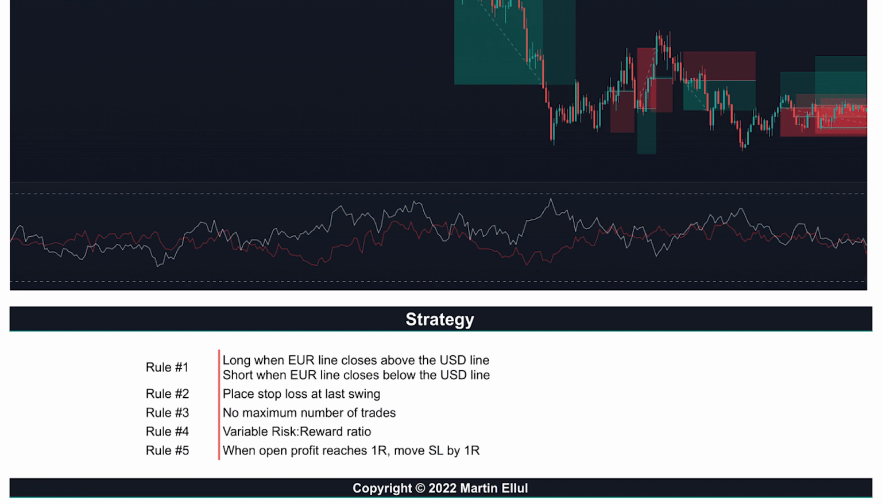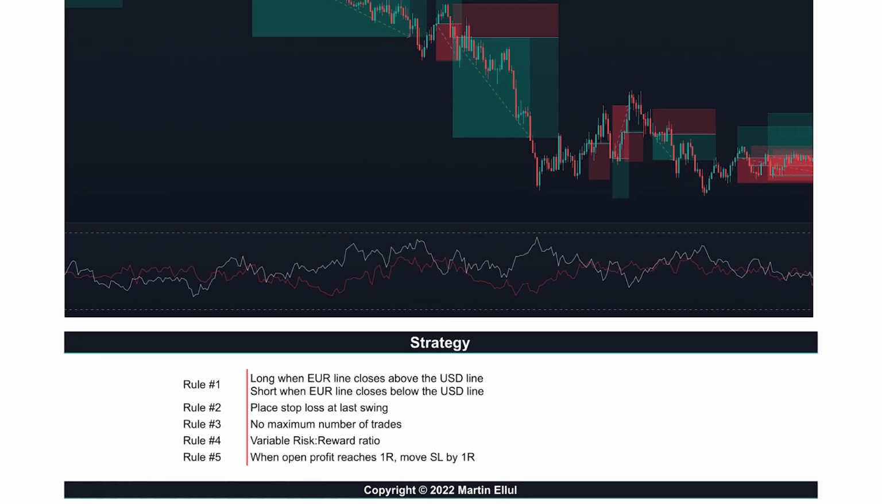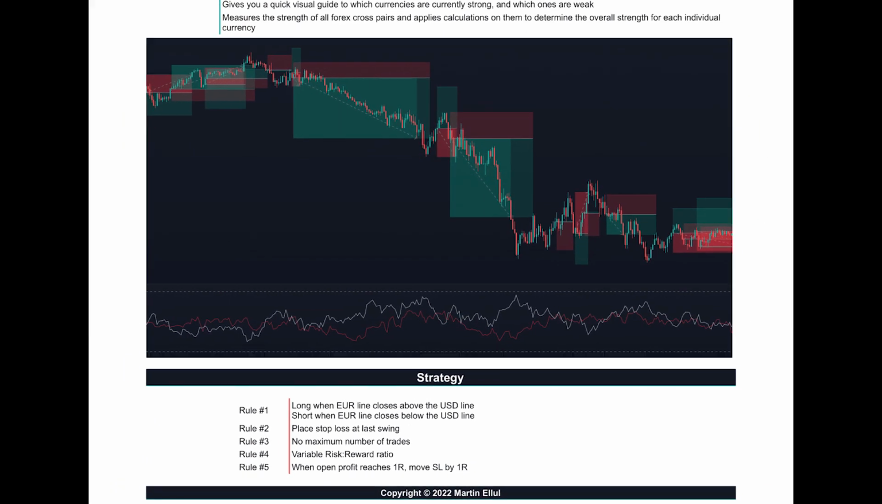We place the stop loss at the last swing. We don't have a maximum number of trades that we can have open at any given time. We will use a variable risk to reward ratio with a trailing stop loss. So that means that when the open profit reaches 1R, we move the stop loss by 1R. So let's get on the charts now so I can show you a few trades, and then we'll go ahead with the trading.